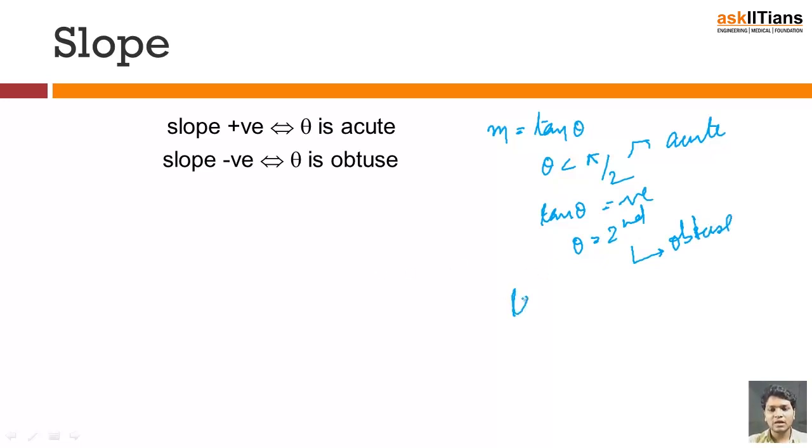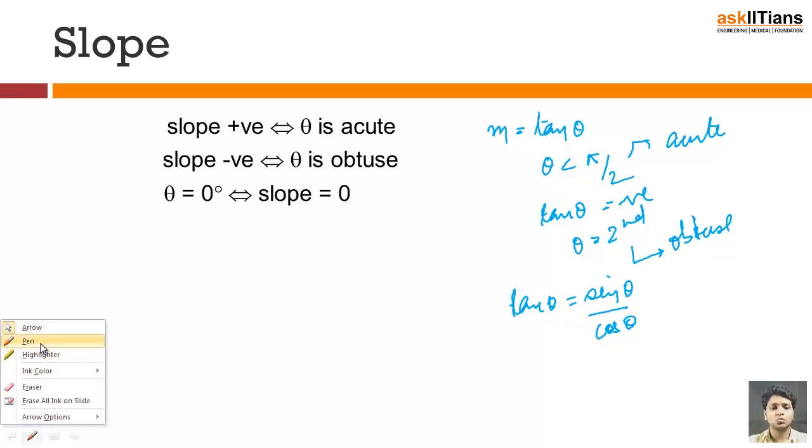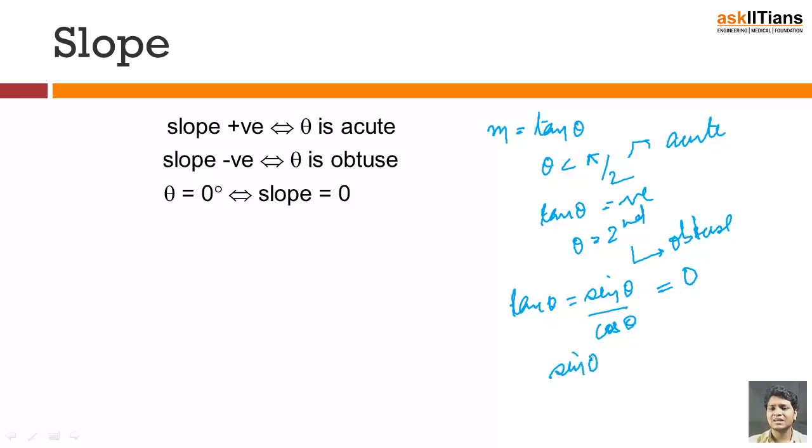Now, as we all know that tan theta is sine theta by cos theta, let us consider the next two parts. The next part says if theta is 0, then slope is 0, or vice versa. If slope is 0, then theta is 0. So let us see it mathematically. If tan theta is equal to 0, which means the value of this is 0, I can say that sine theta has to be 0, and the appropriate answer when sine theta is 0 will be 0 degrees. Hence, if slope is 0, I can reversibly say that theta is 0, and if theta is 0, I can say that slope is 0.